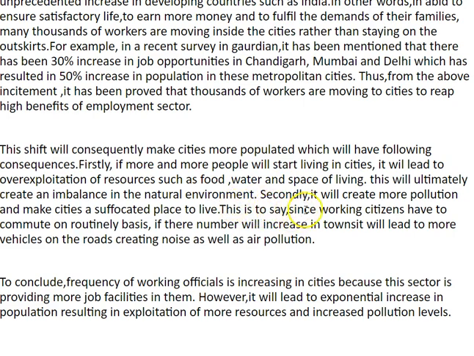This is to say, since working citizens have to commute on a routine basis, no "ly" there, if their number will increase in towns, it will lead to more vehicles on the roads, creating noise as well as air pollution. Okay, well done.